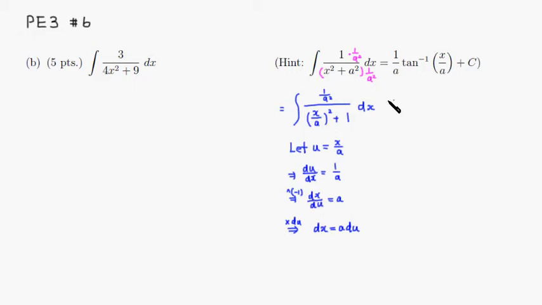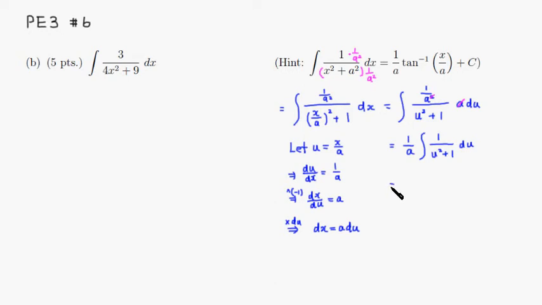So we can rewrite this integral. You have 1 over a squared on top, and then u squared plus 1 on the bottom, and dx is actually a times du. Then you have an a squared on the bottom, so you can cancel one of the a's. 1 over a is a constant, so I'm going to put it right in front. Then you have the integral of 1 over u squared plus 1 du.